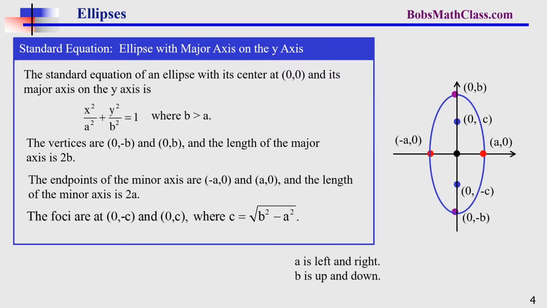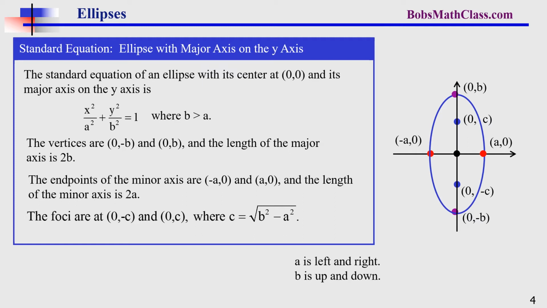Okay, so now here's the standard equation with the ellipse having the major axis on the y-axis. Again, our standard form is the same. There's not really any change there. What'll be different is that the B will be larger than A. Because B is larger, that's what makes it go longer vertically. If the A is larger, it'll be longer horizontally. Remember, A is your X and B is your Y. A is left and right, B is up and down. So again, it's the same thing.